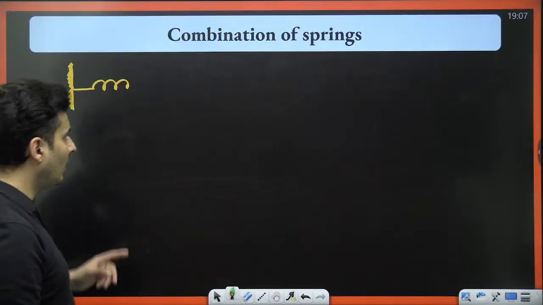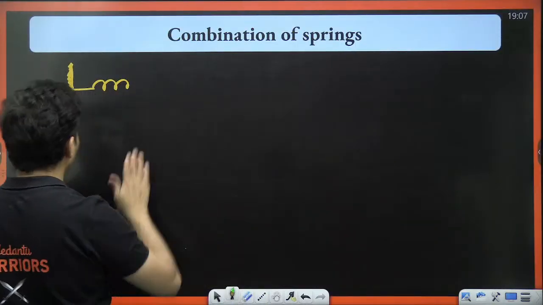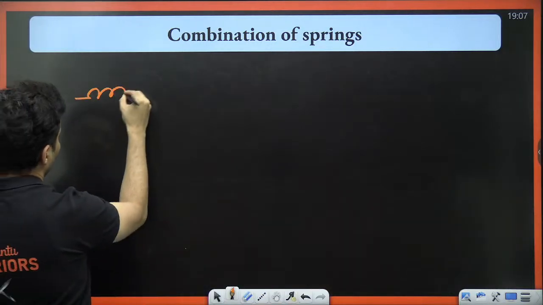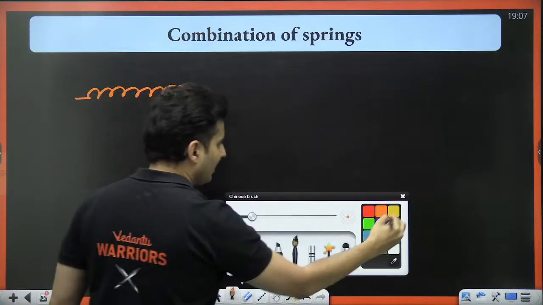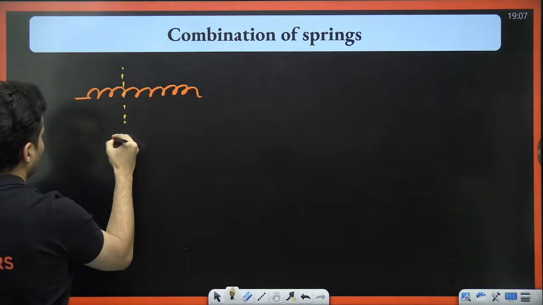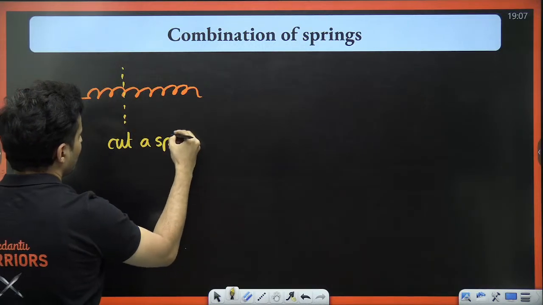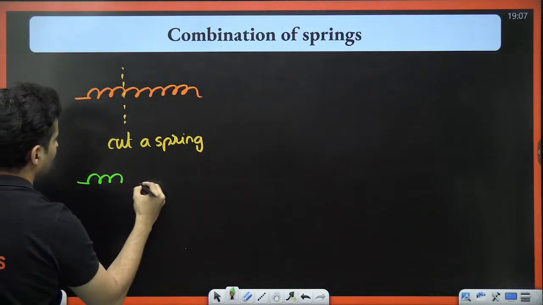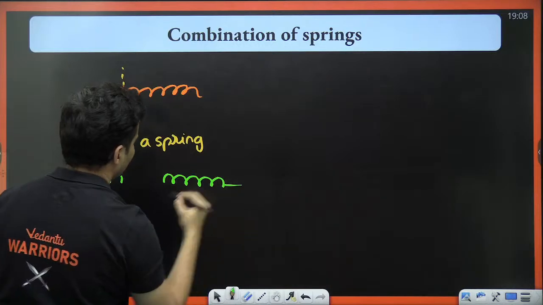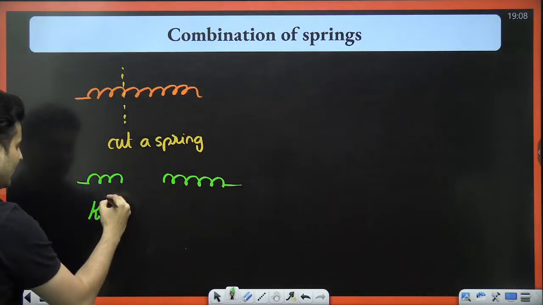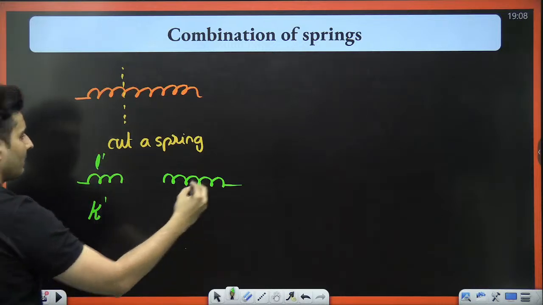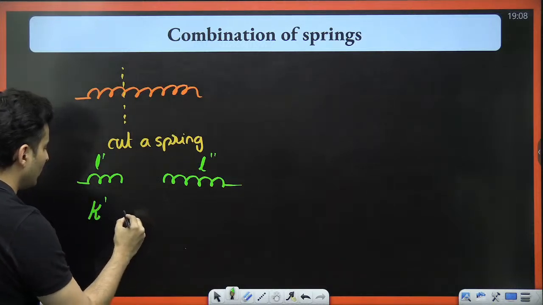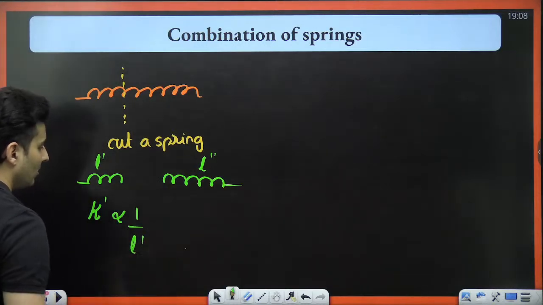Excellent. Now, there is also one more thing which you should know. When you cut a spring, those kind of questions are also very, very common. When you cut a spring, then each of those parts has a K value, let's say K prime, and if this length is L prime and this is L double prime, each of their K's are inversely proportional to their lengths. K prime is inversely proportional to its length.